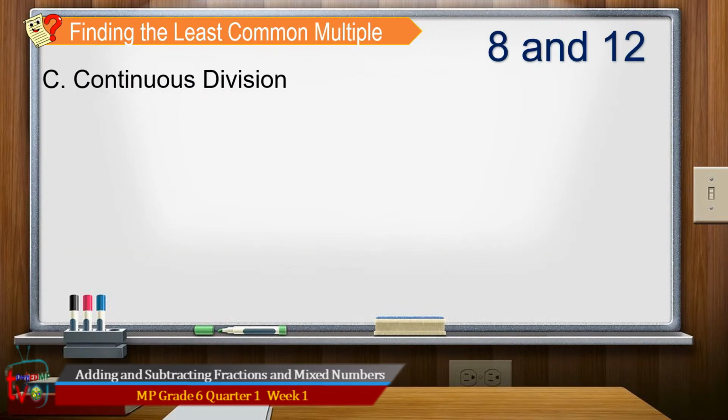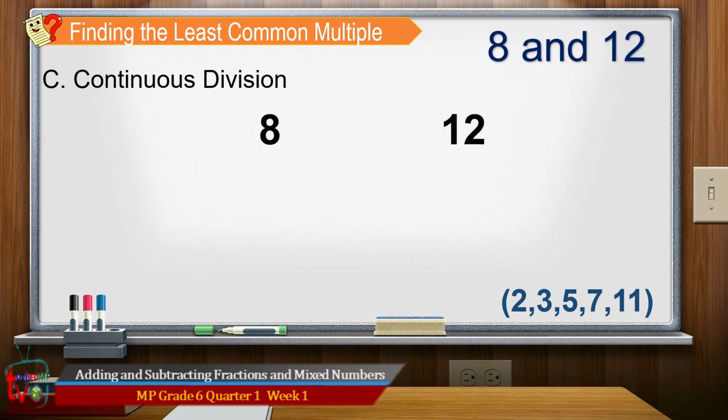The third method is the continuous division. First thing to do is to list down the first 5 prime numbers. These are 2, 3, 5, 7, 11. These prime numbers can be used as divisors in finding the least common multiple of 8 and 12. This is how to do it.